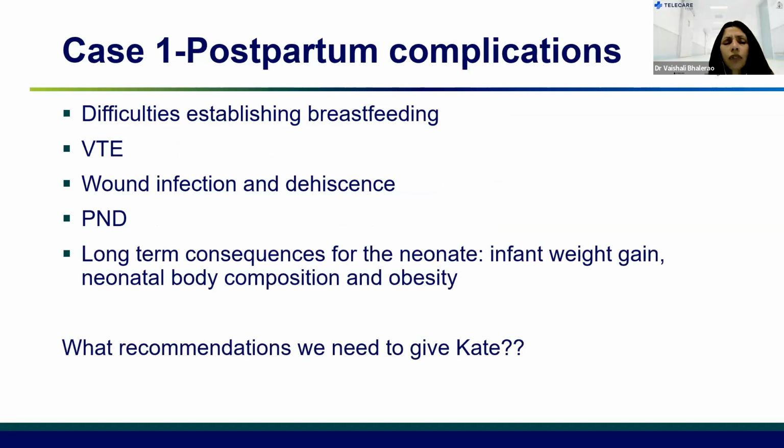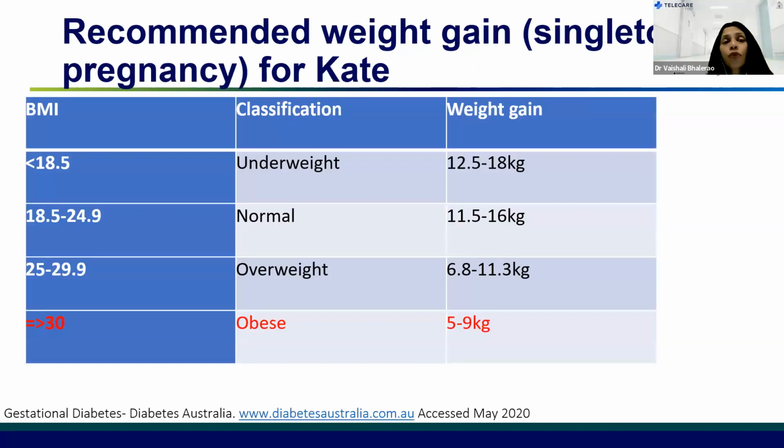So what recommendation do we need to give to Kate? It's always better to have the recommendation in place right from the beginning, because there is a lot of evidence that it gives good outcomes. First of all, she should be informed how much weight gain she should be aiming for. Her BMI is 36. Any BMI more than or equal to 30 falls into the category of obese, and they should be gaining a maximum of up to 9 kg of weight. Morbid obesity, more than 40, the weight gain should be allowed up to 5.